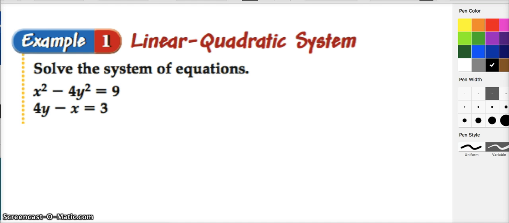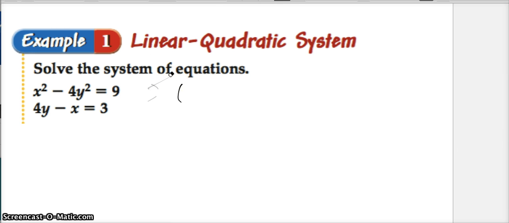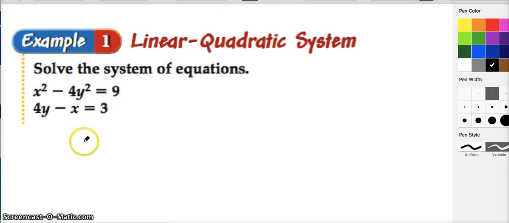We're going to solve the system of equations given below. For x squared minus 4y squared equals 9, I hope you can tell that this is going to be a hyperbola, something like that. And this is a linear equation. So they could intersect in a variety of ways. They could not intersect at all. They could intersect in two places, or I guess in one place. My point in bringing that up is that we can have more than one answer.